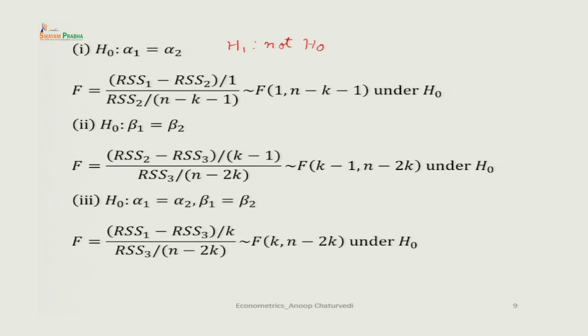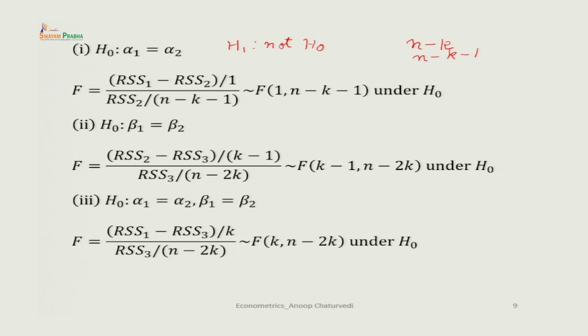corresponding degrees of freedom. Notice that the degree of freedom of RSS 1 is n minus k, and the degree of freedom of RSS 2 is n minus k minus 1. So, the degree of freedom of RSS 1 minus RSS 2 is actually 1, and then we divide it by RSS 2 divided by the corresponding degree of freedom, and under H naught this follows F distribution with 1 and n minus k minus 1 degrees of freedom.